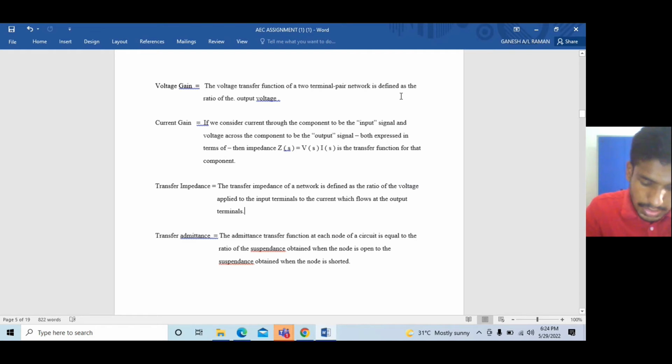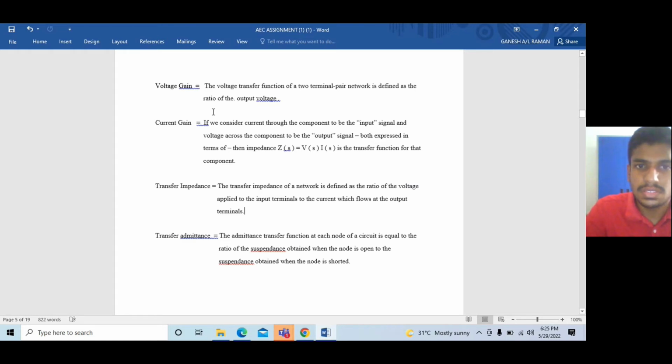So that appears across the terminal pair to the input voltage applied at the terminal pair. So the formula of the voltage gain is output voltage divided by the input voltage. So we can say Vo divided by Vi.